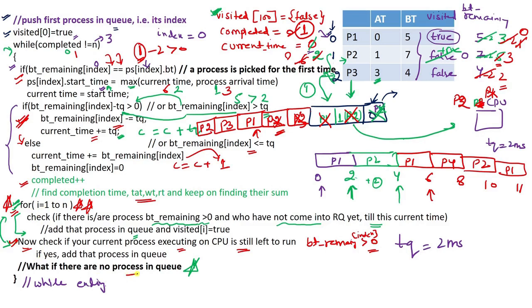Now we have to see this part. What if there are no process inside this queue? Then there can be this situation, and what is the meaning of this situation? Actually for this example we will not come to this part, that is ready queue will always be full. There will not be any point of time till the completion of all the process that this ready queue will be empty. But let's see.